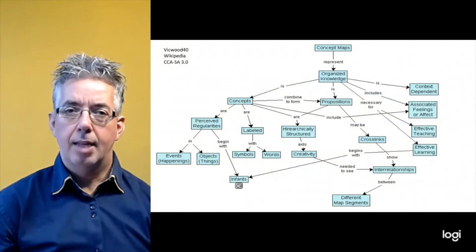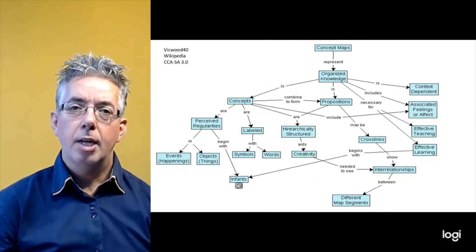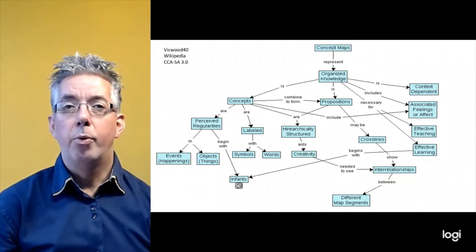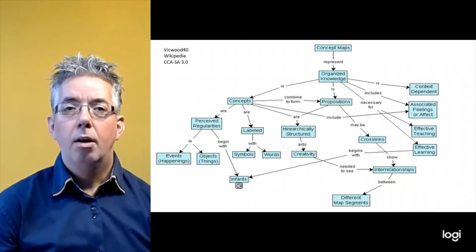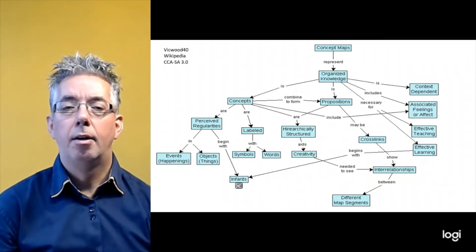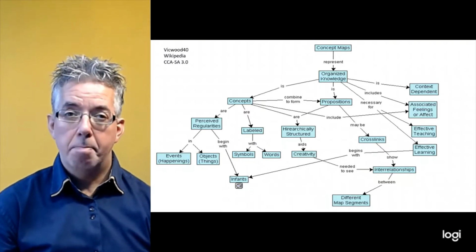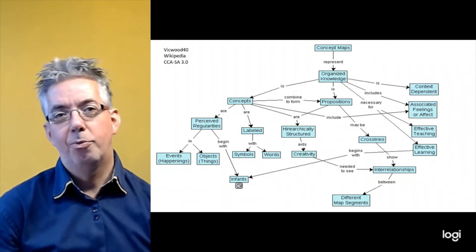A typical example of a concept map will look like this. You have the concepts in the boxes and they are related by arrows, and some words explain what type of relationship these are. Note that this is a concept map on characteristics of concept maps.